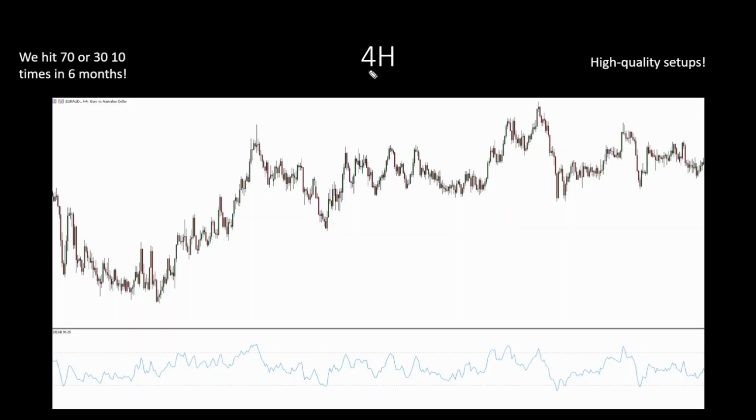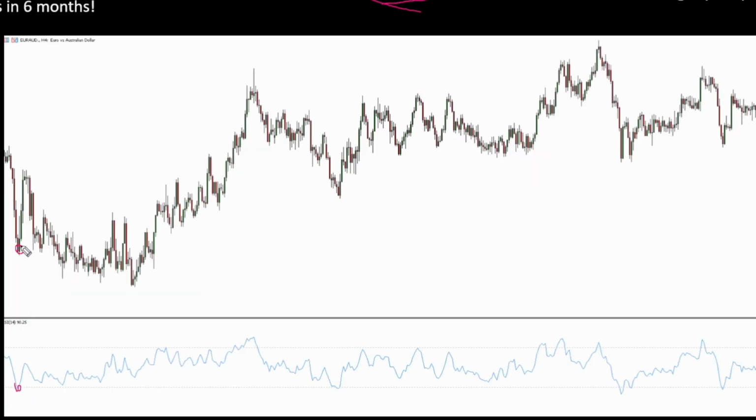So here we go. This is on the H4, the 4-hour chart, and this is 6 months worth of data. So as you can see, we hit the 70 or 30 levels 10 times in 6 months. So we have 70 and 30. So in 6 months, we got 10 taps of these levels. So we had our first one here, which would have been a nice buy entry for a long. Over here, ooh, just touched, let's just count that one. Nice entry for a short.